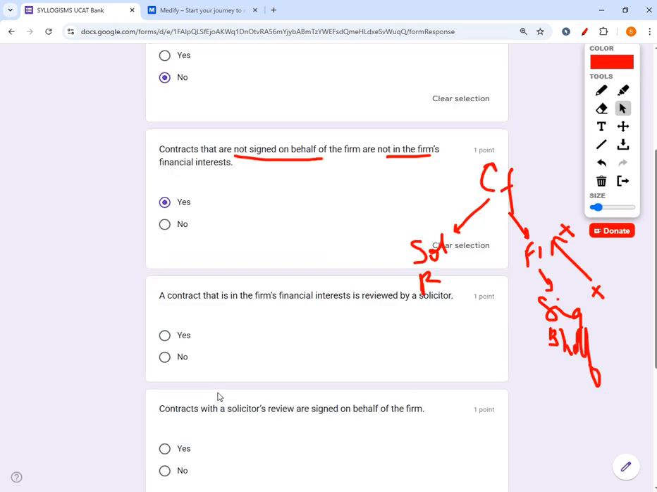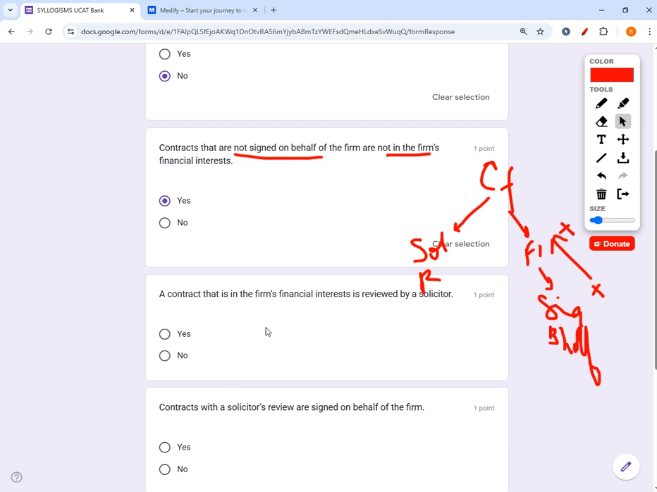A contract that is in the firm's financial interests is reviewed by a solicitor. I know for sure. Any type of contract which is to do with the firm will be reviewed by the solicitor, whether it's financial interest or not.